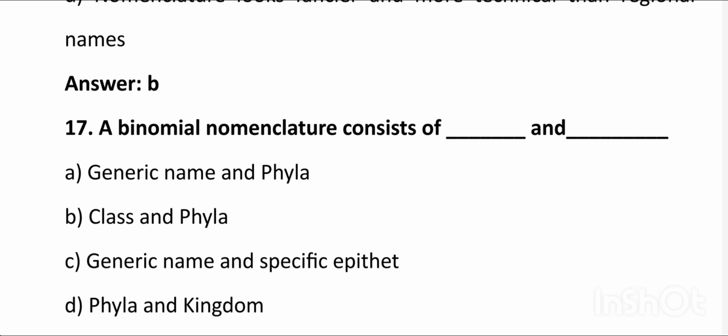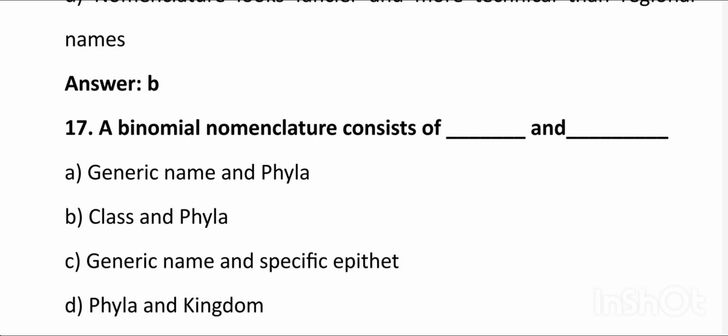So each and every organism should be given a scientific name. According to Carolus Linnaeus, each and every species of plant and animal should be given a scientific name, and that scientific name should be a two-worded name. One is the generic epithet and the other is the specific epithet.